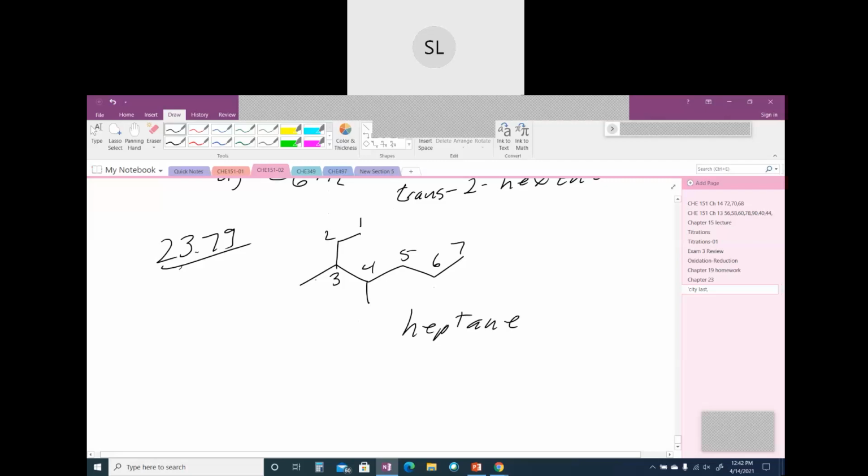And off of carbon 3, you have a methyl. And off of carbon 4, you have a methyl. So it is a 3,4-dimethylheptane.